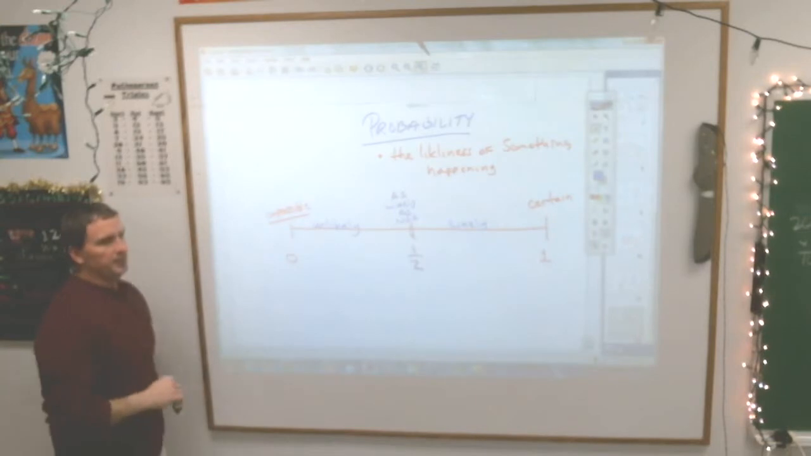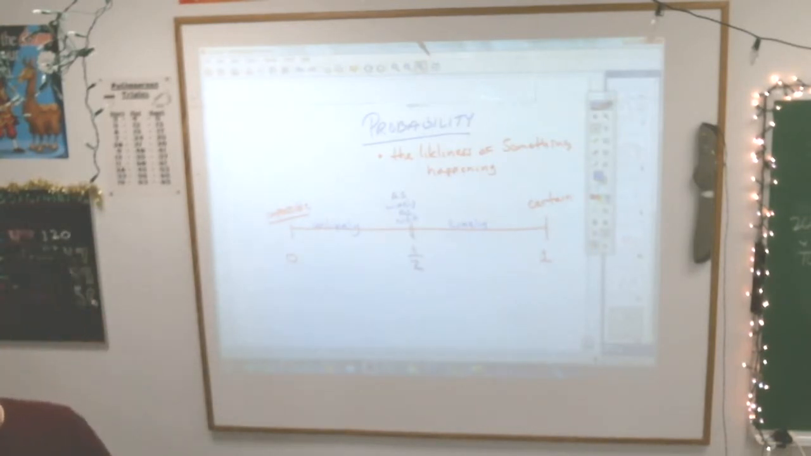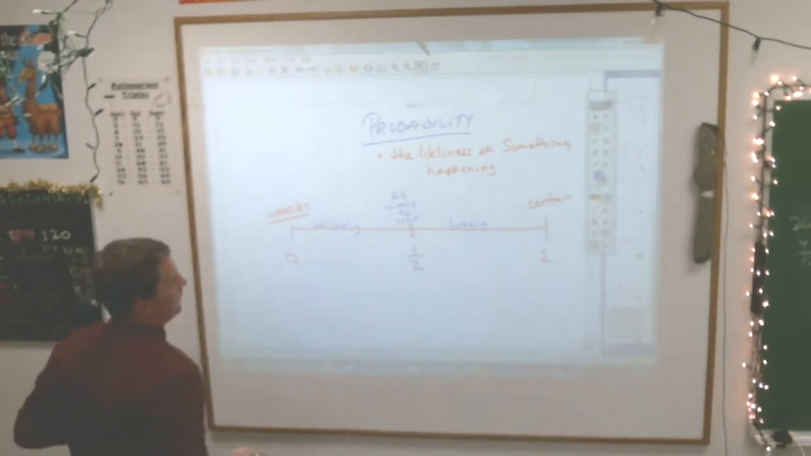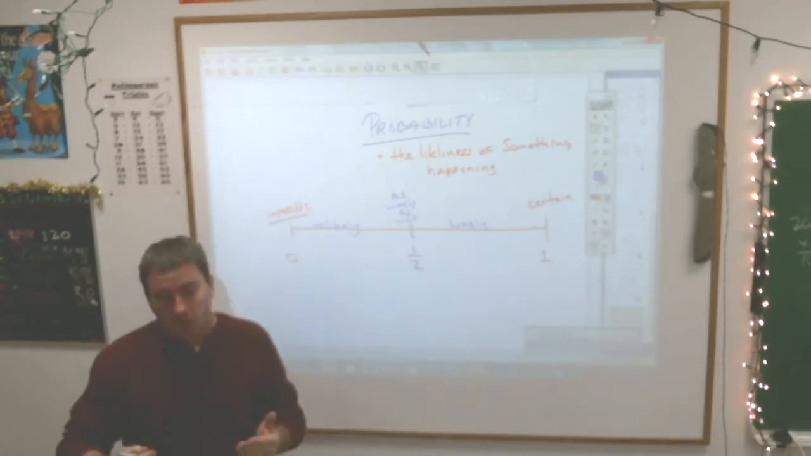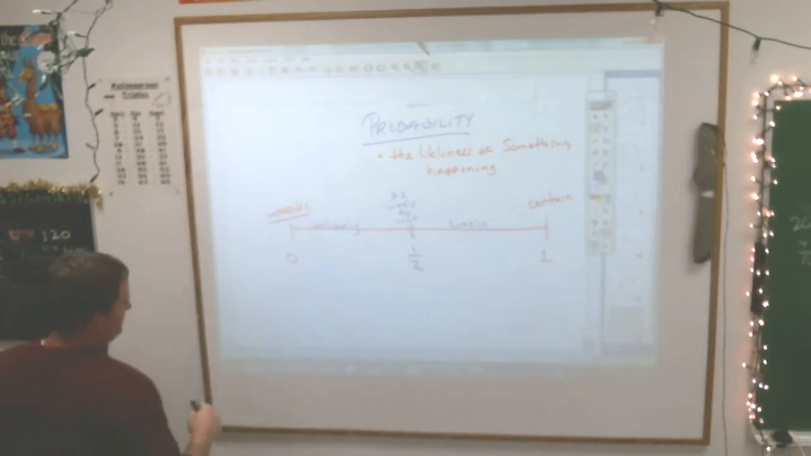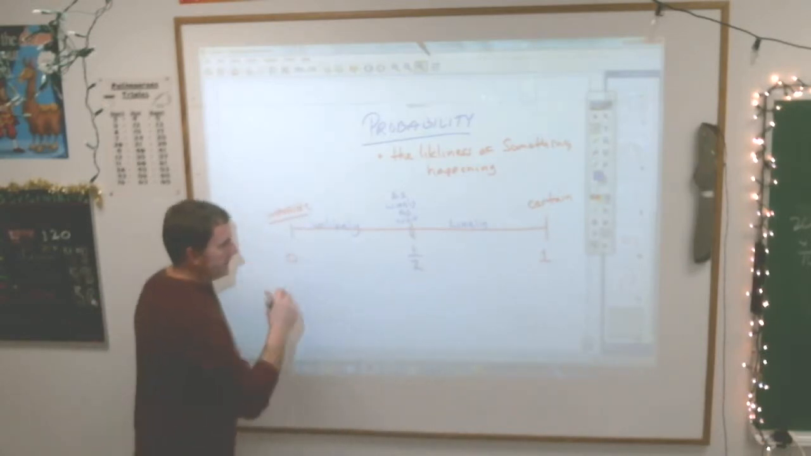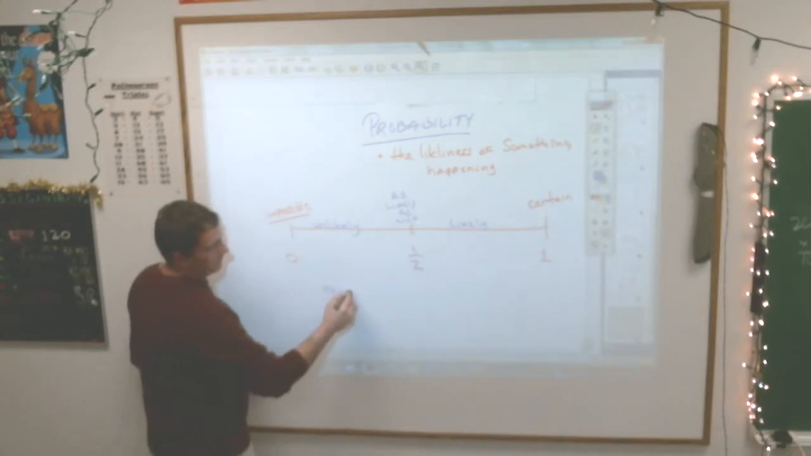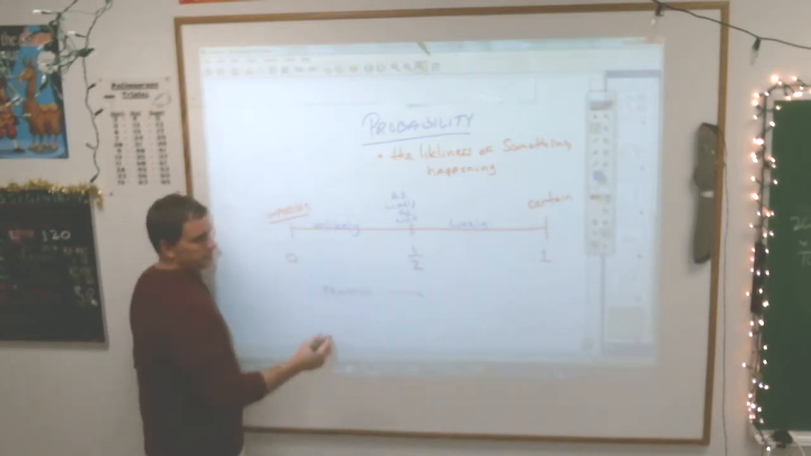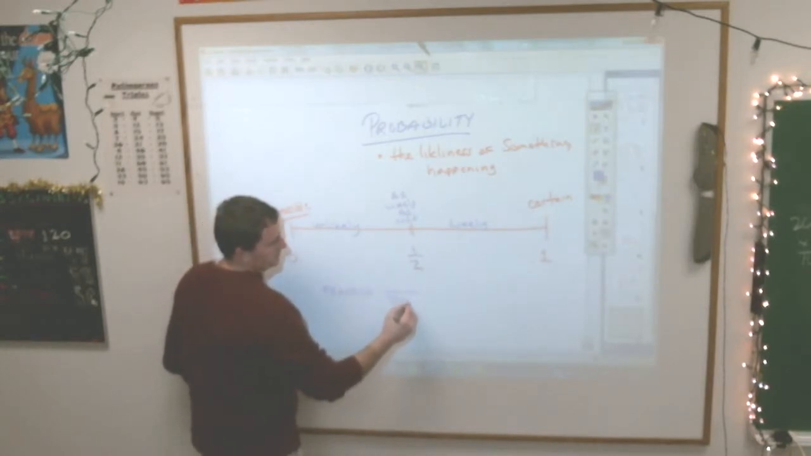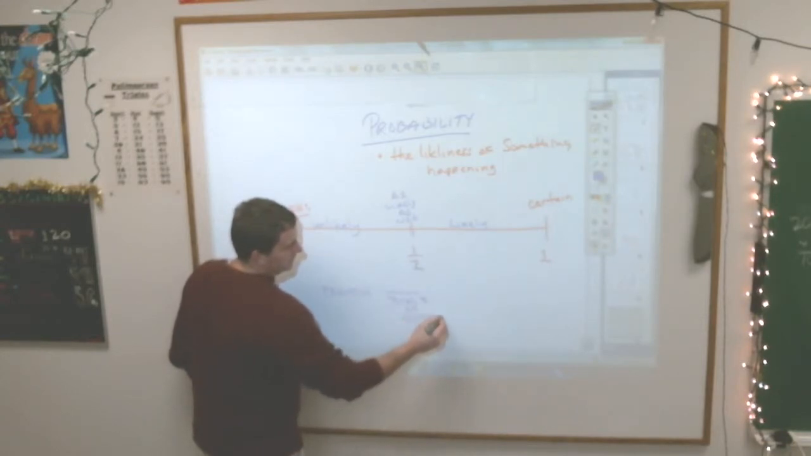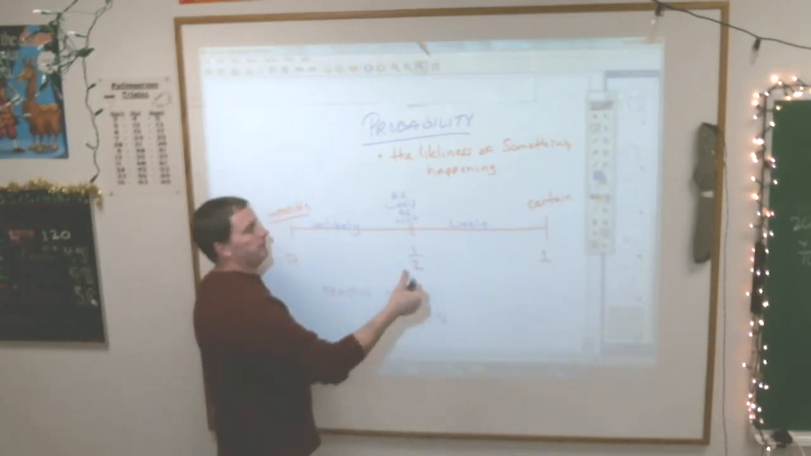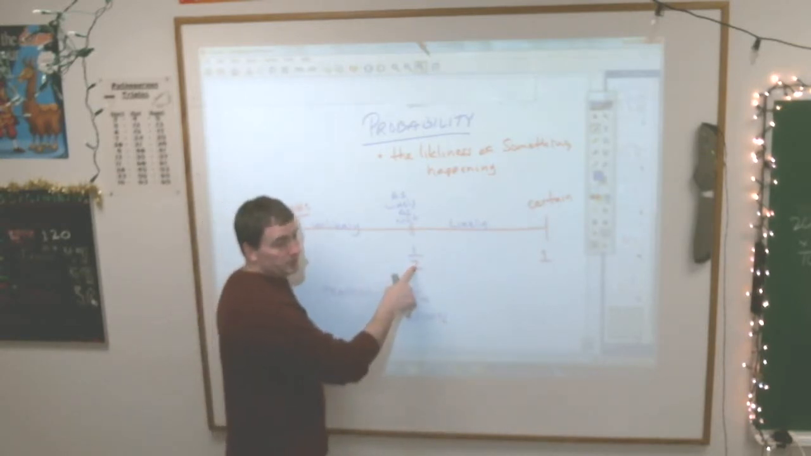For example, flipping a coin, if it's a fair coin, because they make unfair ones out there. Flipping a coin, it has a probability of 1/2 that it's going to be a head or a tail. And the way that comes up is like this. Probability is based on this fraction, where on the bottom of the fraction is the total number of outcomes. So like flipping a coin, there's only two choices, right? Either the heads or the tails, so that's where the two come from.